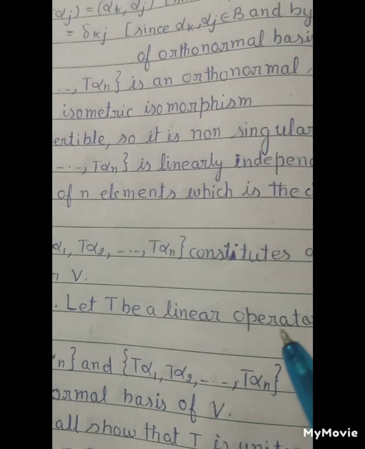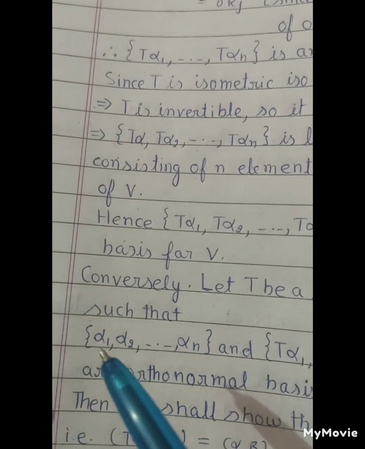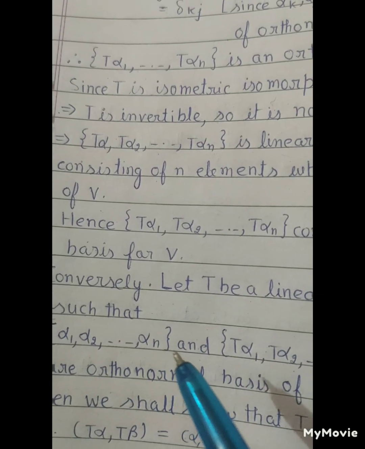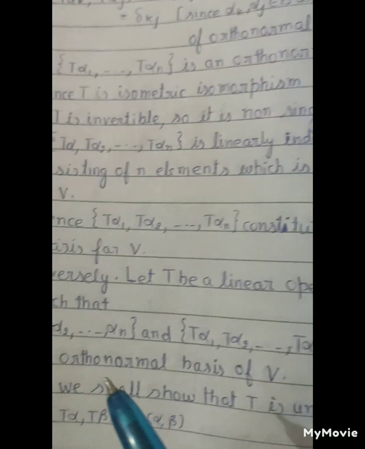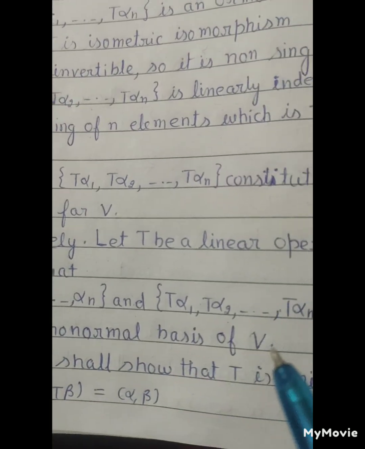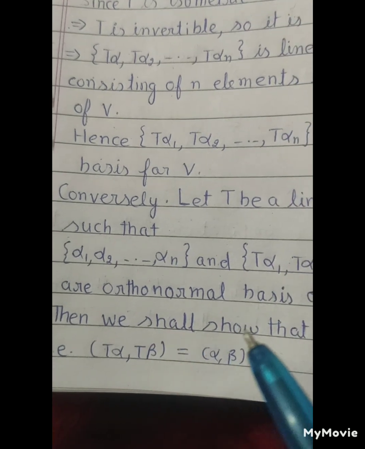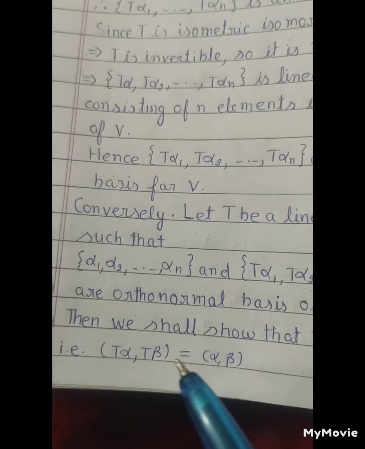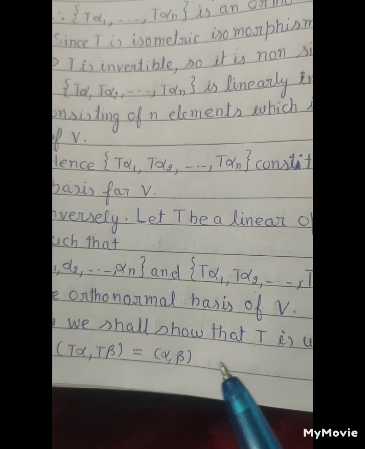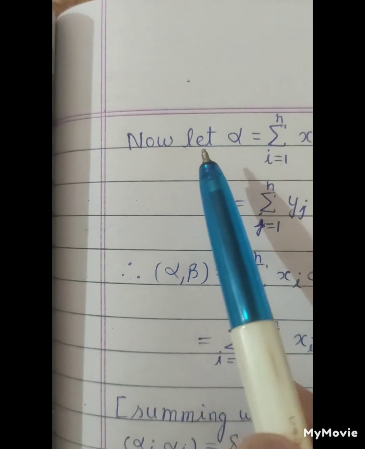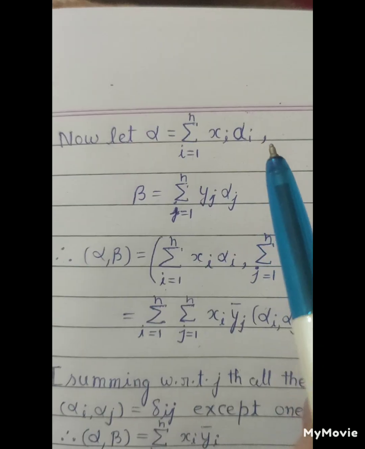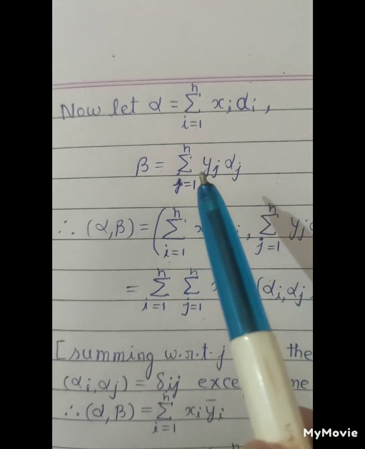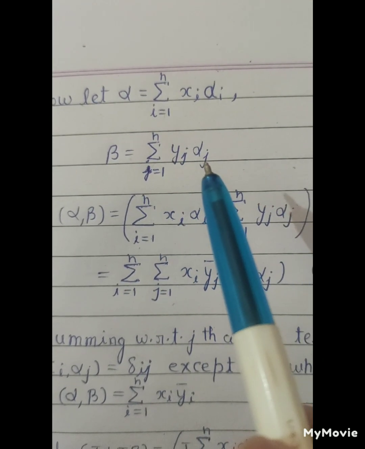Conversely, let T be a linear operator on V such that alpha 1, alpha 2, and so on alpha n, and T of alpha 1, T of alpha 2, and so on T of alpha n are orthonormal bases of V. Then we shall show that T is unitary, that is, the inner product of T of alpha and T of beta equals the inner product of alpha and beta. Now let alpha equal to sigma i varying from 1 to n of xi alpha i, and beta equal to sigma j varying from 1 to n of yj alpha j.